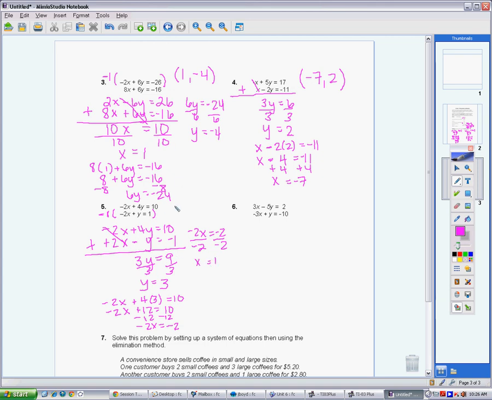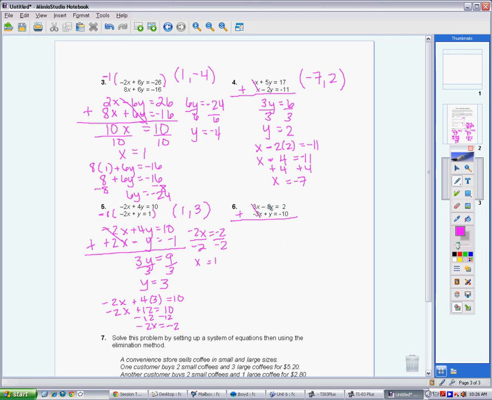So that means that these two lines are going to intersect each other at the point (1, 3), and the point (1, 3) is my solution. Okay, number 6, if I add my x terms together, I get 0, so that's good. I can go ahead and add them together, and that's going to eliminate. That's going to equal 0.